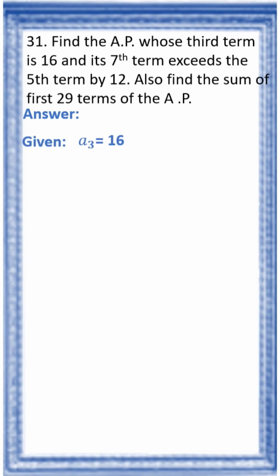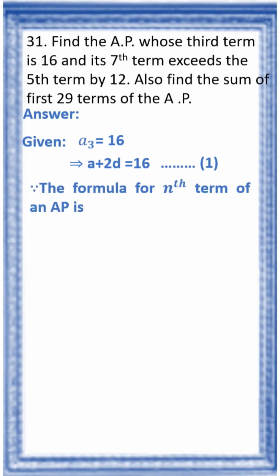Now it has been given that A3 is equal to 16. It implies that a plus 2d is equal to 16. Let this be equation number 1. Why have I written A3 is equal to a plus 2d? Because the formula for the nth term of the AP is An is equal to a plus n minus 1 into d.